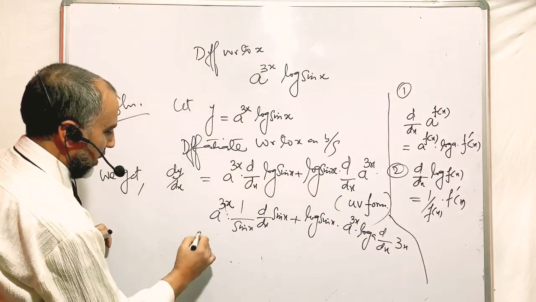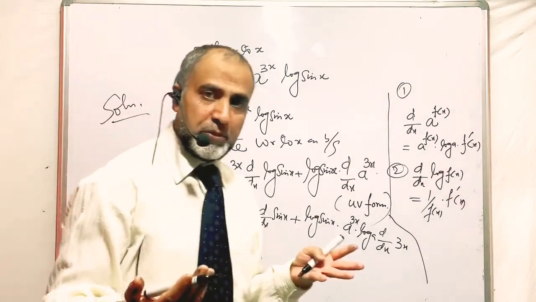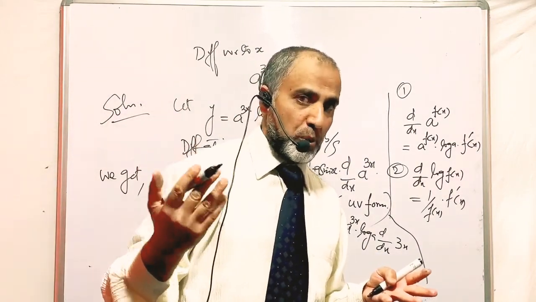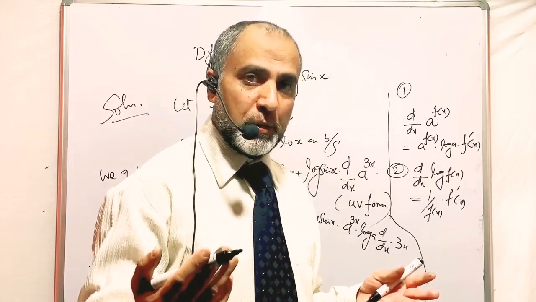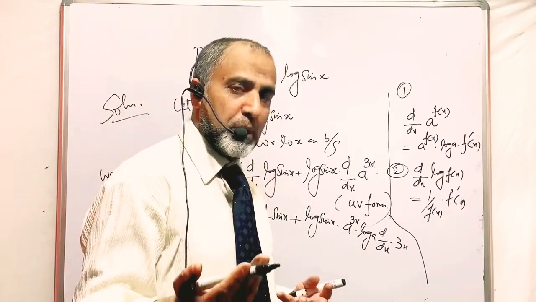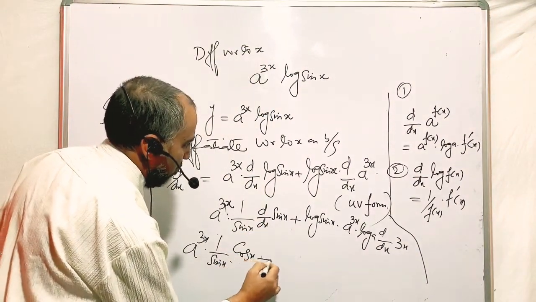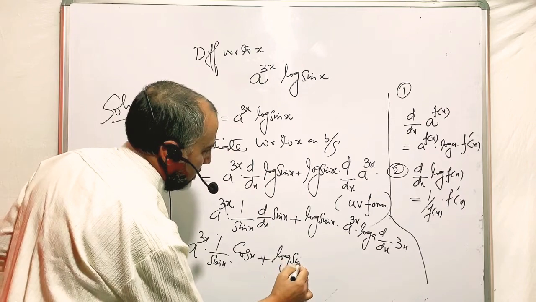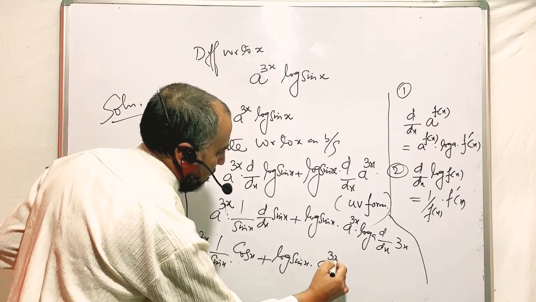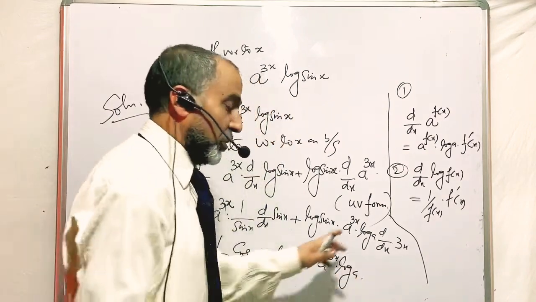ओके, अब देखिए a raised power 3x 1 by sin x into sin x का डिफरेंशियल कोएफिशिएंट. मैंने लास्ट टाइम ये आपको असाइनमेंट दिए थे कि cos of x sin x वो मैंने खुद शायद दिखाया था. cos x आपके लिए छोड़ा था. sin x का डेरिवेटिव कितना है? दैट इज cos of x प्लस log of sin of x एज इट इज एंड a raised power 3x into log of a. ये भी इसी तरह से into 3x.